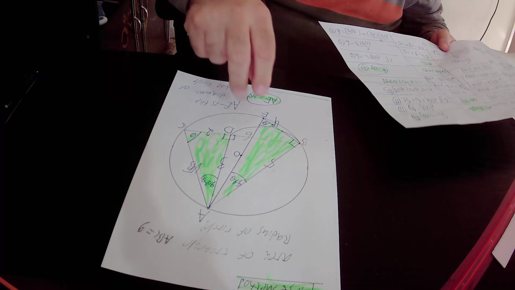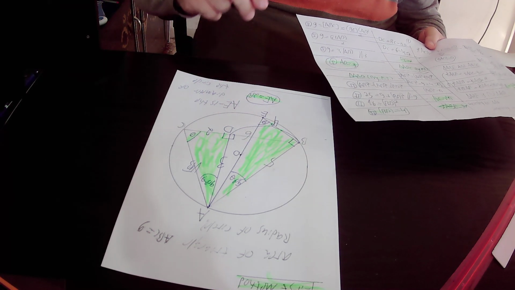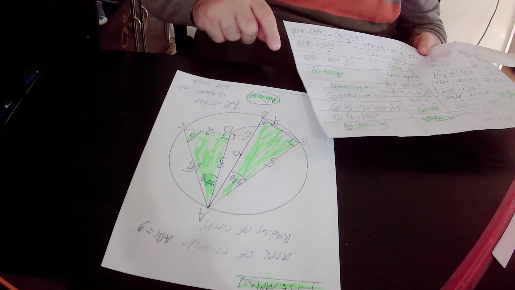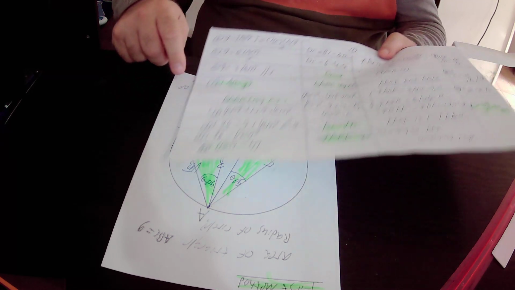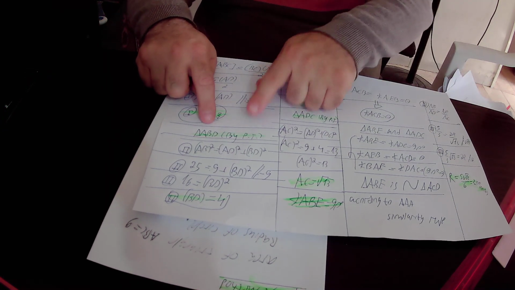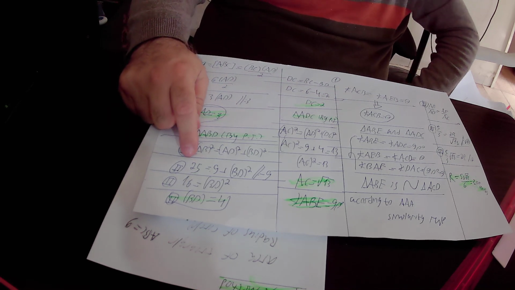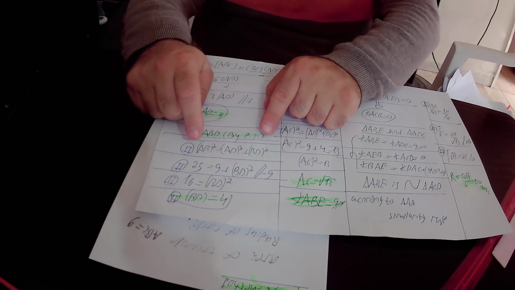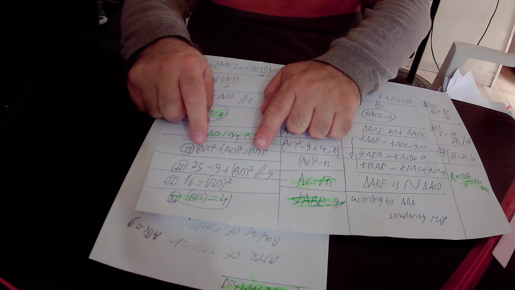Then we focused on the right triangle ABD. In the right triangle ABD, the square of the hypotenuse equals the sum of the squares of the perpendicular sides according to the Pythagorean theorem. That is to say, AB squared equals BD squared plus AD squared. AB is 5, so AB squared is 25. AD is 3, so AD squared is 9. So in conclusion, 25 equals 9 plus BD squared.